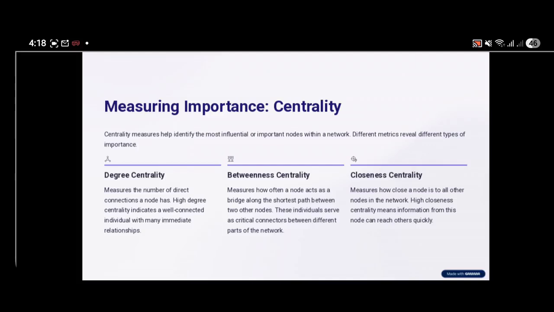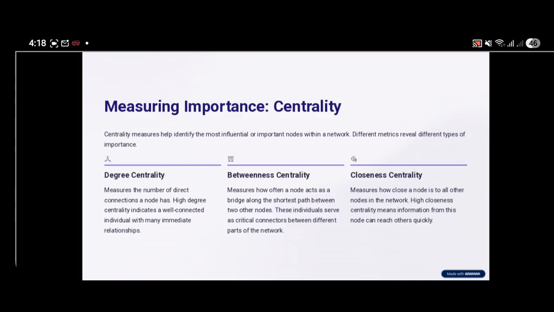Second, betweenness centrality. This one is fascinating. It measures how often a node acts as a bridge along the shortest path between two other nodes. These individuals are critical connectors. They might not know the most people, but they connect different, otherwise separate parts of the network.